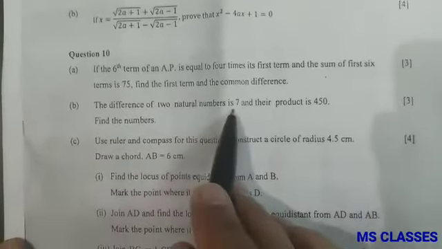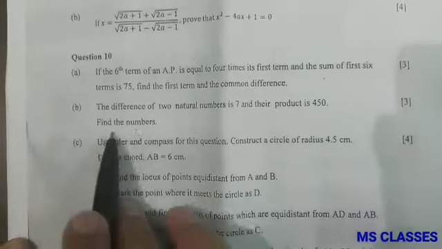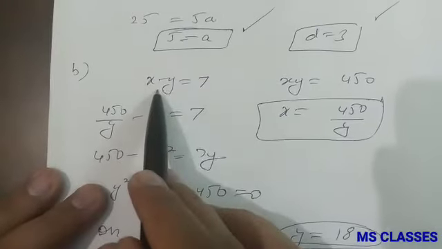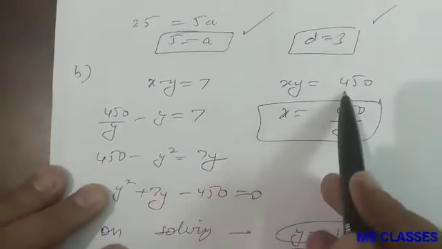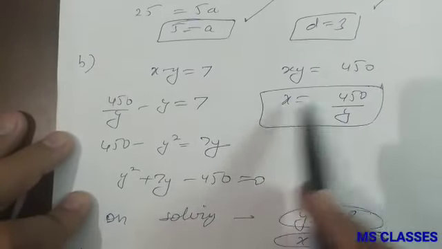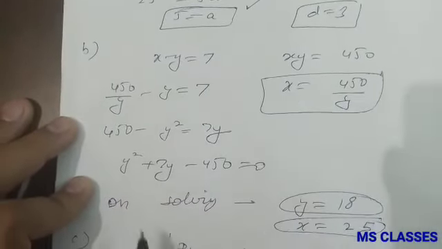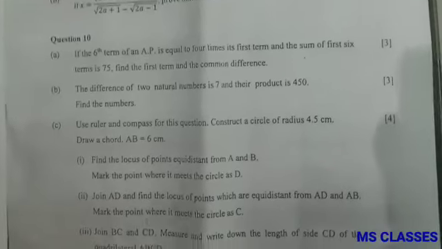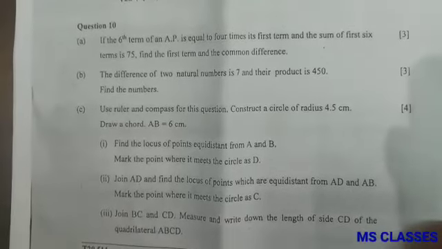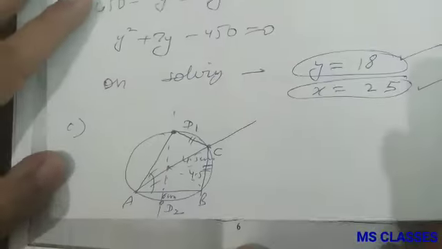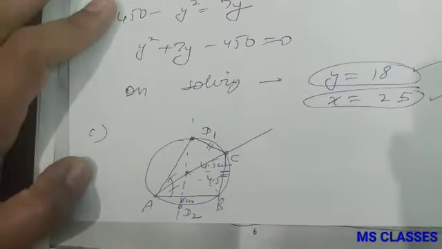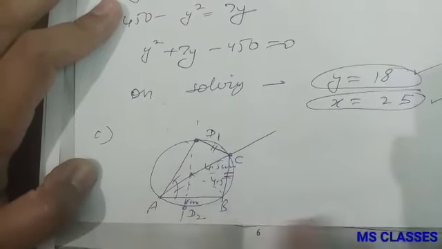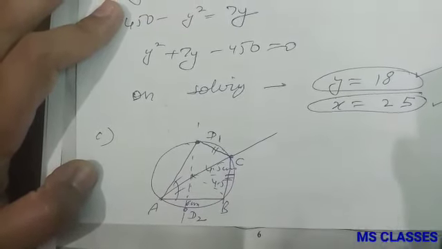Difference of two natural numbers is 7 and their product is 450. Find the numbers. So x minus y is 7 and x into y is 450. We can find x from here and put it over here. And on solving we get y as 18 and x as 25. This is like the construction question. So here I can just give you a rough idea that you have to draw the circle like this, and you'll get the figure like this, and you can solve the value using the compass and ruler.